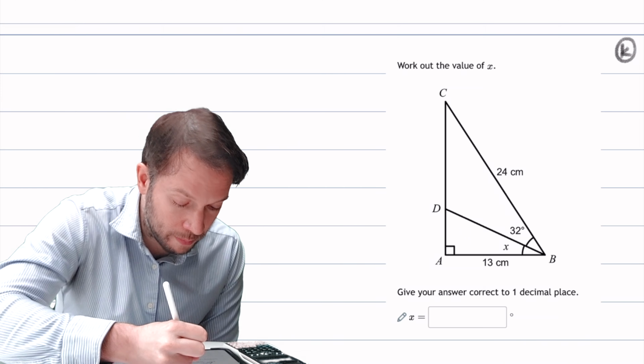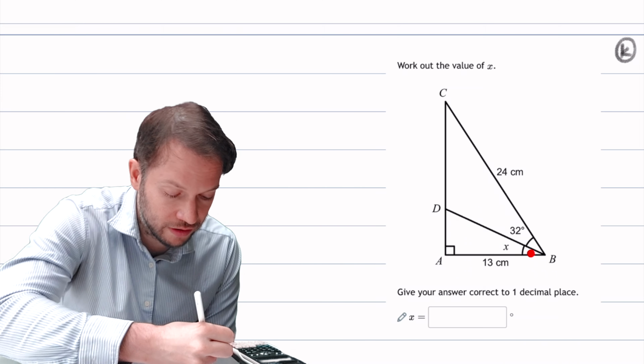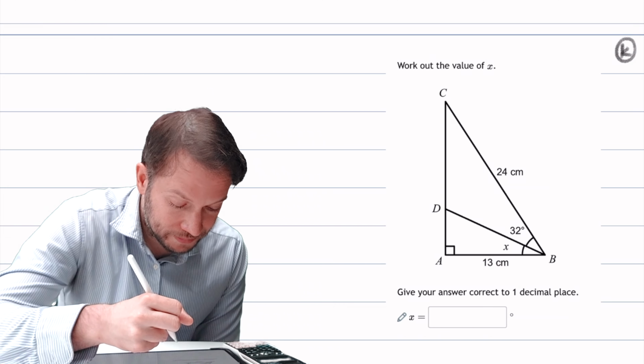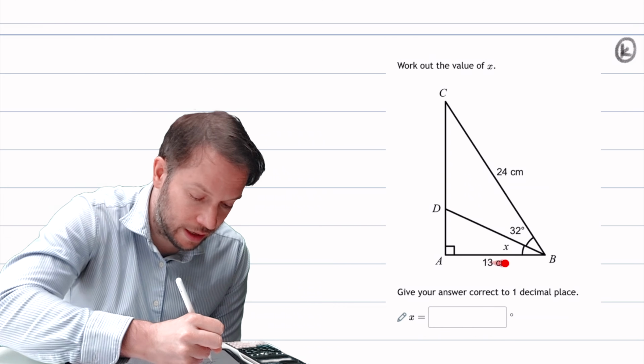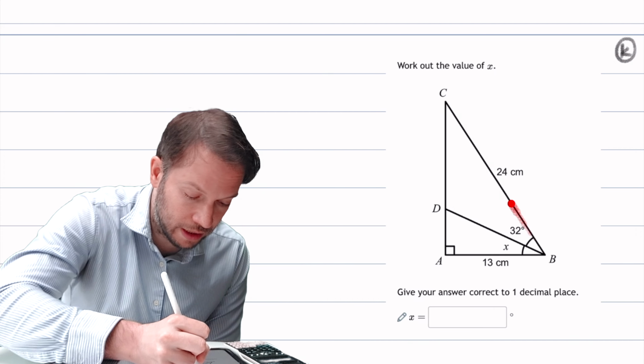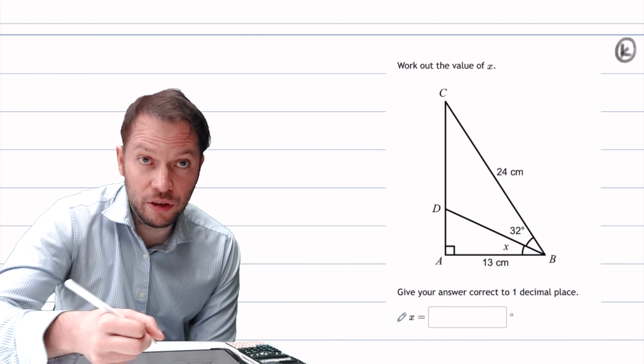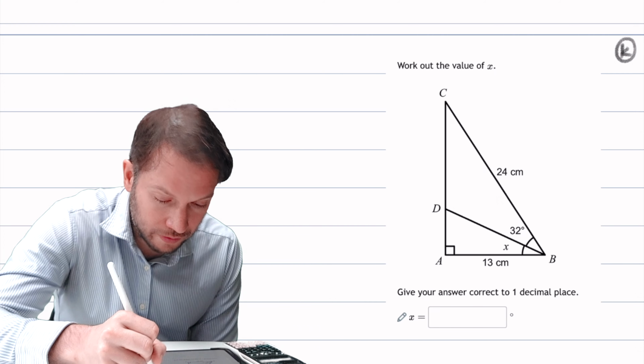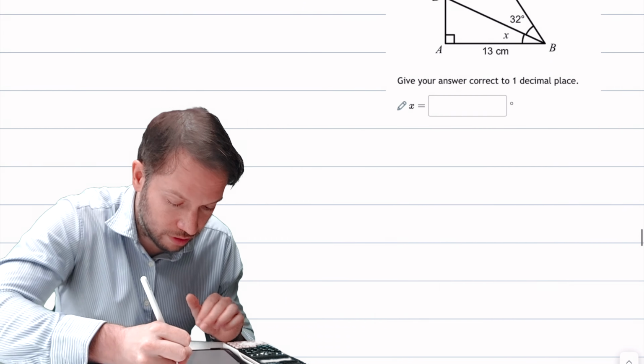Now we can't just immediately use the smaller triangle because we've only got one side length and nothing else, right? But on this bigger triangle here, we actually have two of the side lengths. We've got the 24 and the 13. And because we have two of the sides, we could find one of the angles in that triangle. Now, let's just focus on that one triangle then. So I'm going to draw it out separately.